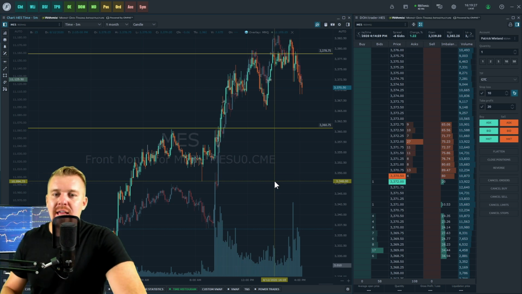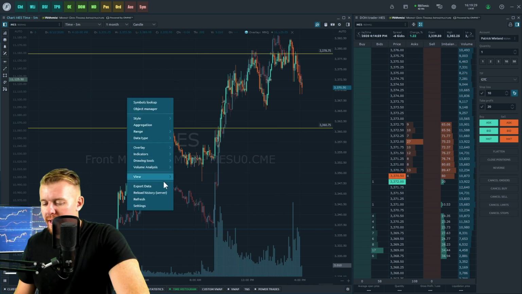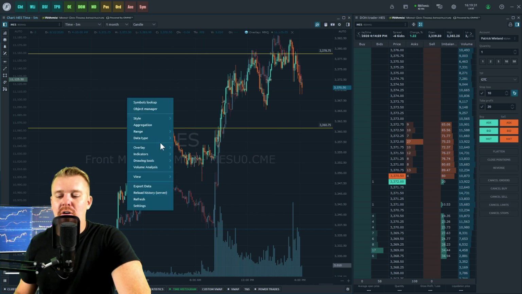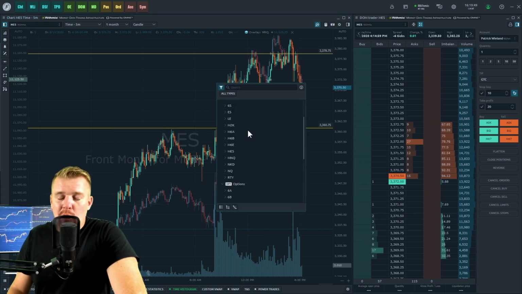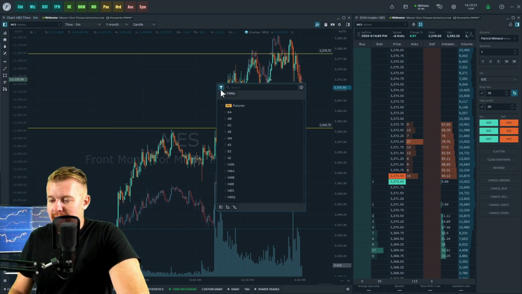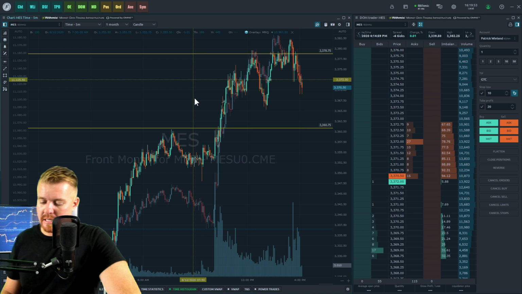So I can overlay different charts. You can overlay all types of different charts. I think this would work well for other pairs, or if you're trading different future contracts, things like that, oil, whatever you want to do. You can overlay all these different markets on top of each other on the same chart. So I think that's a really cool feature.